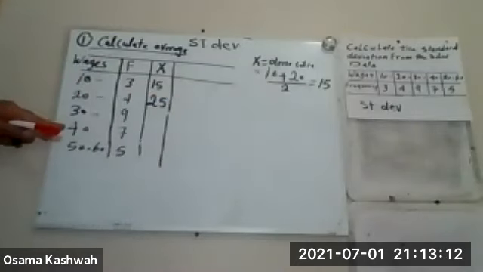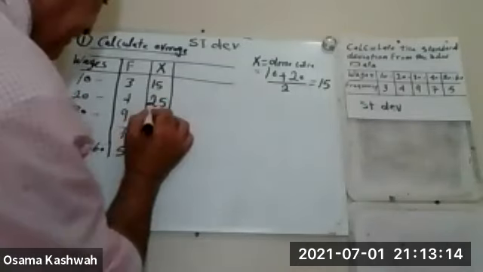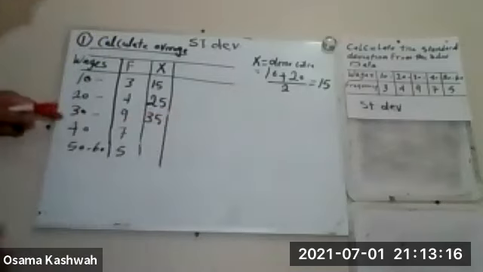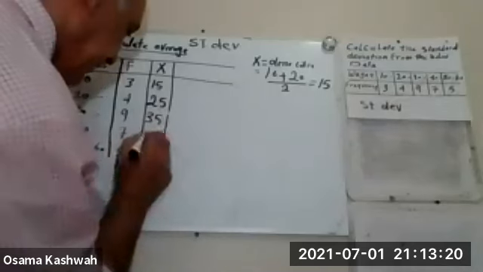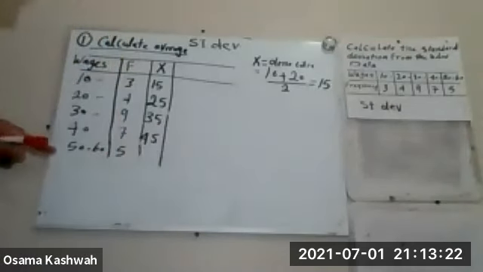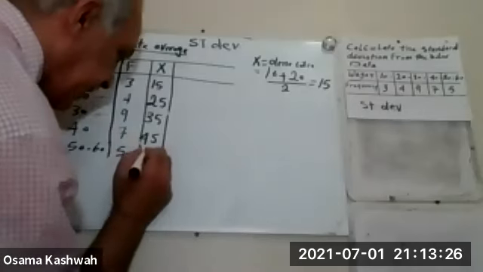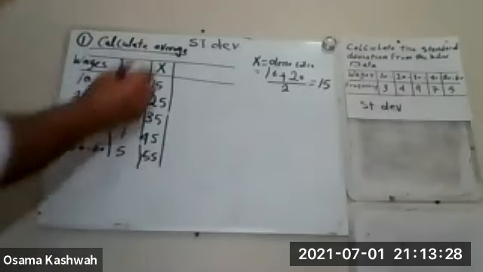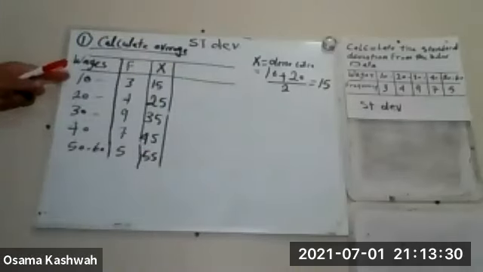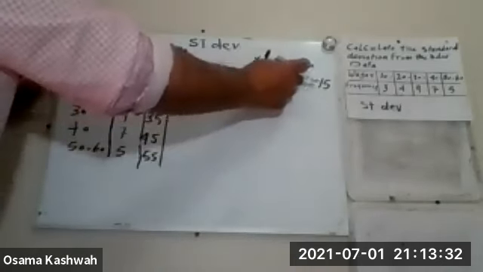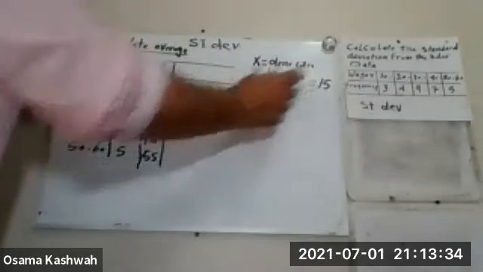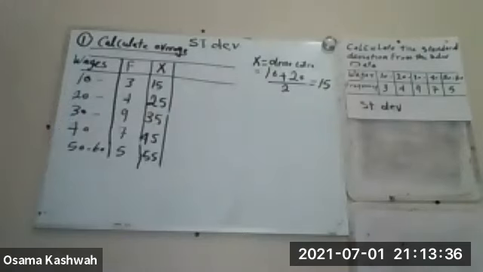30 plus 40 divided by 2 will give me 35. 40 plus 50 divided by 2 will give me 45. 50 plus 60, 110, divided by 2 will give me 55. So X is the start of the denomination plus the end, divided by 2. And I will go for the next, the same thing.